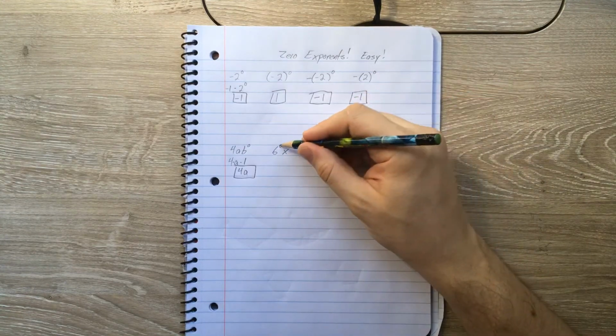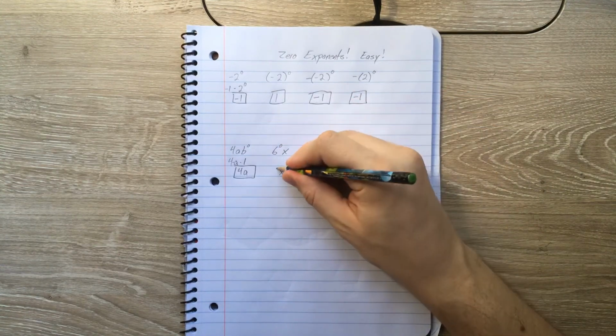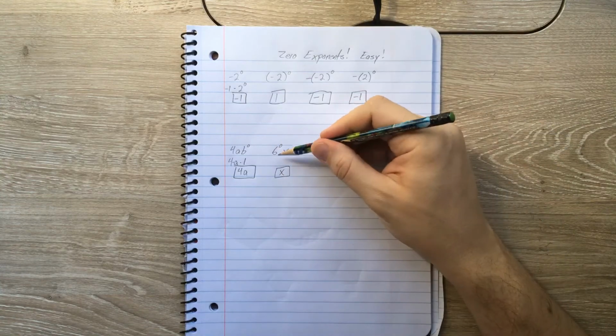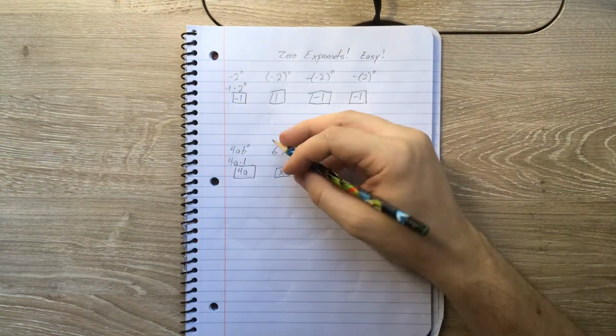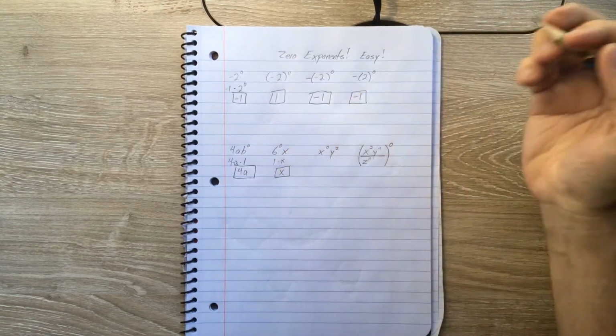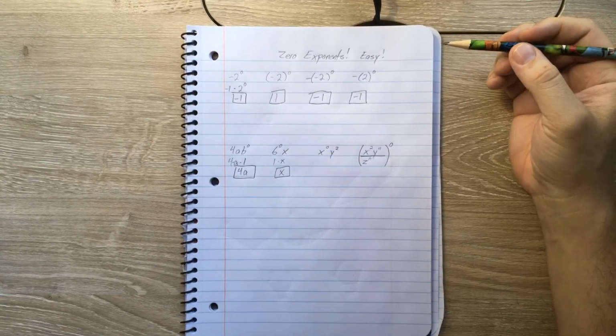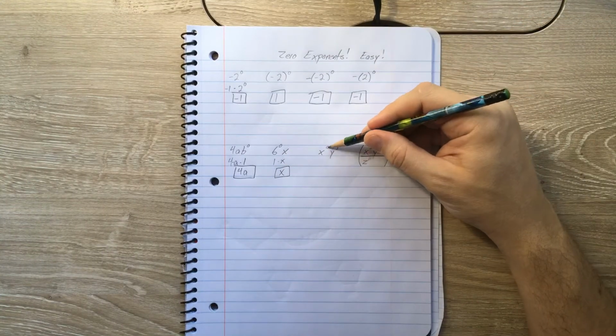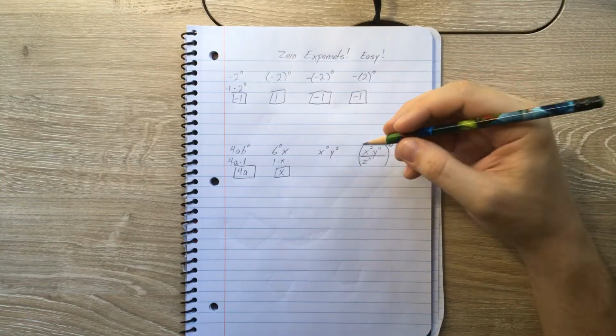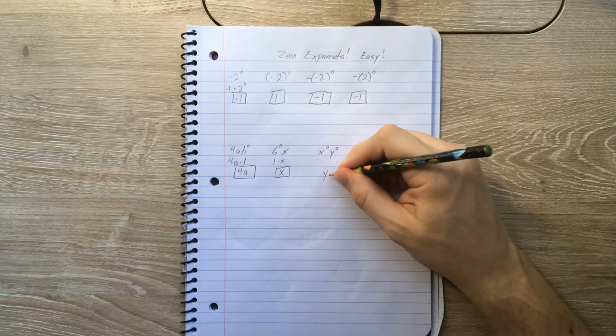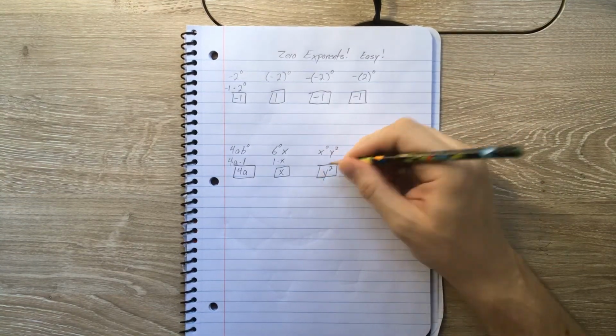Same thing here. 6 to the 0 is 1. 1 times x is just x. And of course, that's all there is to it. You could write 1 times x, but you don't need to. x is more simple. Here, same thing. x to the 0 is 1, so we don't worry about that. It's just 1 times y squared, which gives me y squared.